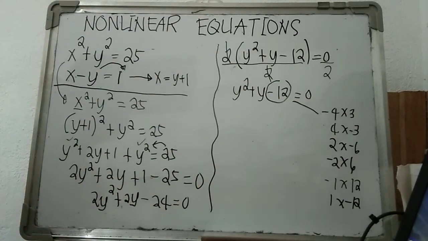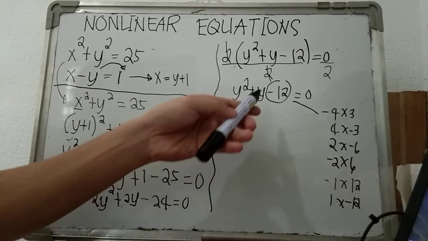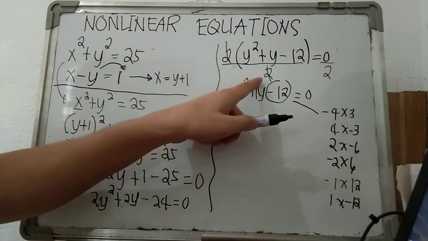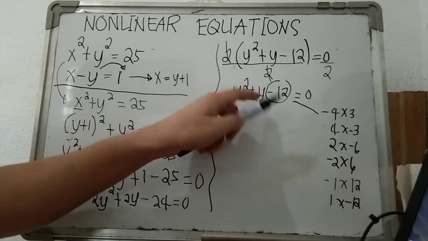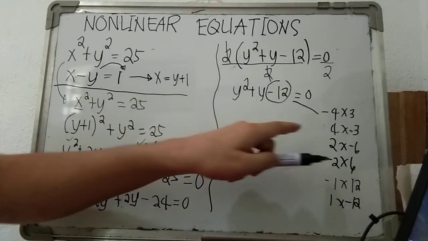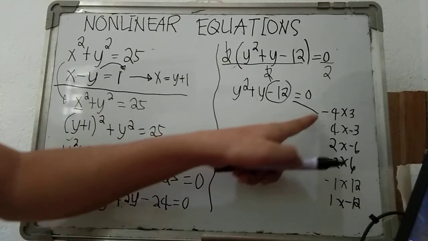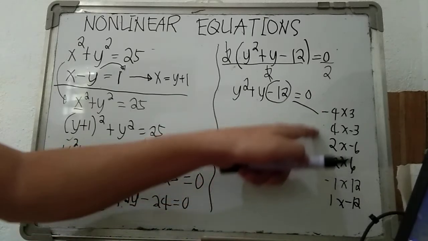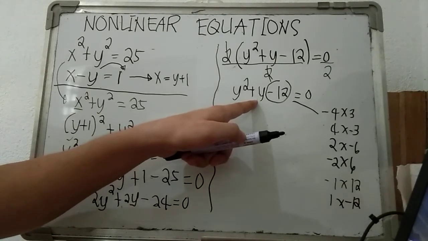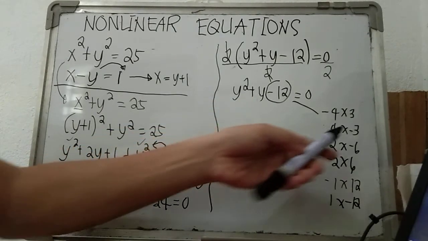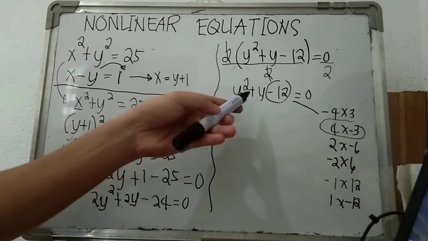Those are the factors. But then try to consider the middle numerical coefficient. This is 1. Now you have to consider that because this is actually sum and product of the roots. The product is negative 12, but which of the 6 factors, if you get the sum, will give a result of positive 1, which is the middle numerical coefficient? This is actually the second, because 4 minus 3 is positive 1.